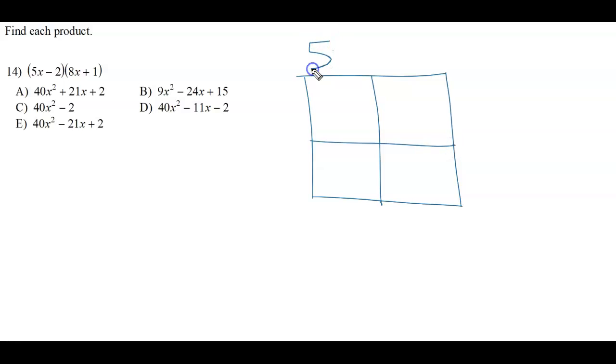So we have 5x minus 2. Oops, I did not write that correctly. Minus 2. And then 8x plus 1. Okay, so the first polynomial in parentheses you can put on the top. The second one you put down the side. It really doesn't matter which one goes where. It's going to work out the same either way. But now, understand we're multiplying now. So that's a game changer. Where this is different than adding.